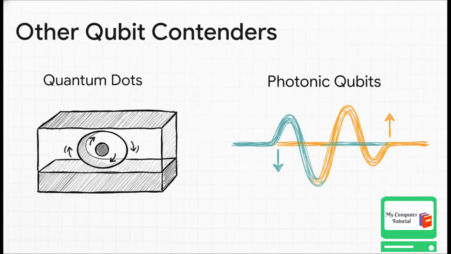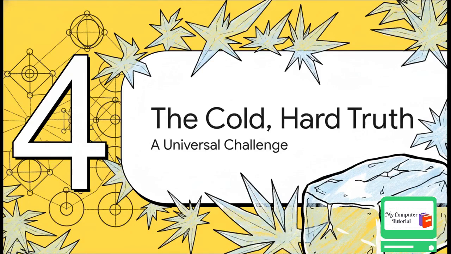Let's just quickly peek at 2 other contenders. You've got quantum dots, which people call artificial atoms. These are tiny semiconductor structures designed to trap just one single electron, and they use its natural spin, you can think of it like a tiny magnet pointing up or down, as the qubit. And then there are photonic qubits, which use individual particles of light, photons, and encode information in things like their polarization. So we have all of these incredible, delicate, genius designs.